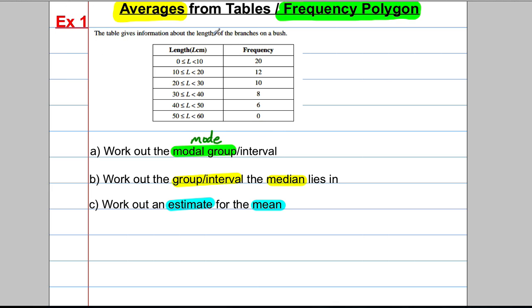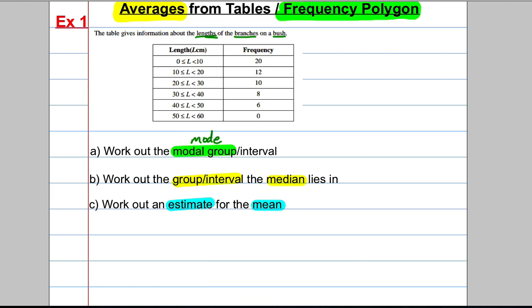Now, before I go into this, let's just explain what this table means. It gives us information about the lengths of branches on a bush. So what it's saying is that there were 20 branches that had a length between 0 and 10. There were 12 branches that had a length between 10 and 20. 10 branches that had a length between 20 and 30, 8 branches between 30 and 40, 6 branches between 40 and 50. Okay, so that's what the table's telling us. It's not giving us each individual length, it's just saying that there were 20 in this range here, in between 0 and 10. We don't know what exactly they were.